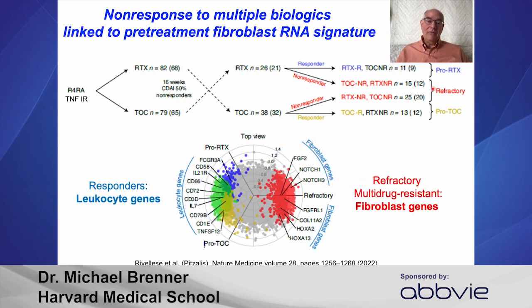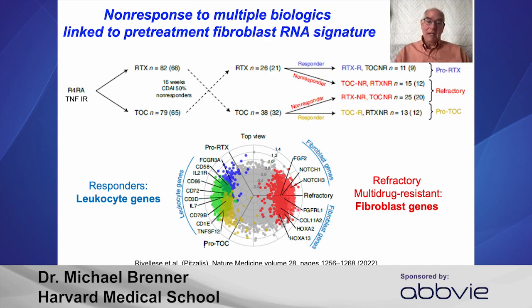And the reason this is very interesting is when you look at the RNA-seq to look at the gene expression in the synovium from the biopsies that were taken prior to treatment, so this is the pre-treatment phenotype, what you find is that the non-response to multiple biologics was linked to a pre-treatment fibroblast RNA signature. In other words, the non-responding patients were mainly those whose synovium was characterized primarily by its fibroblastic state.